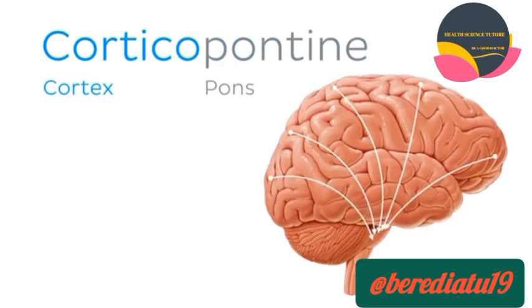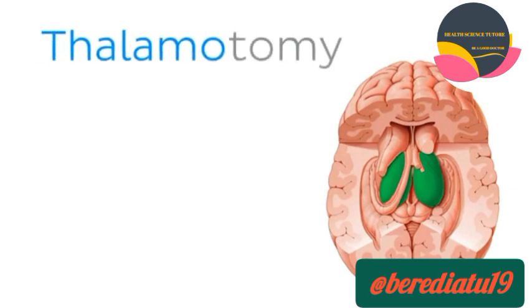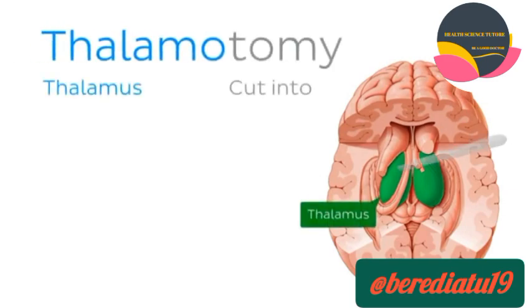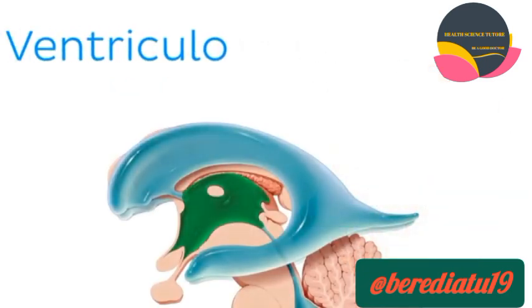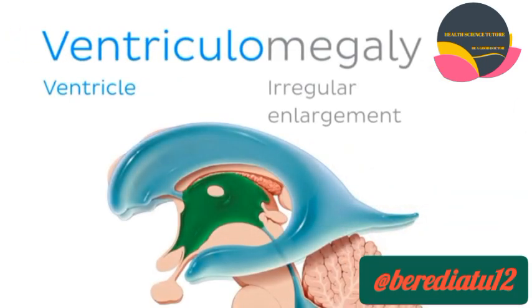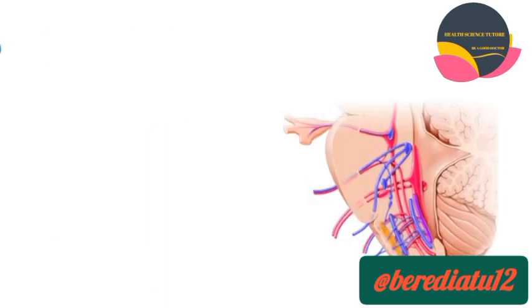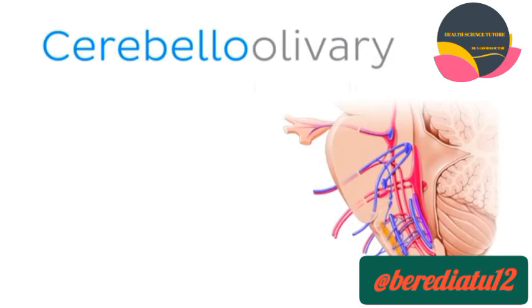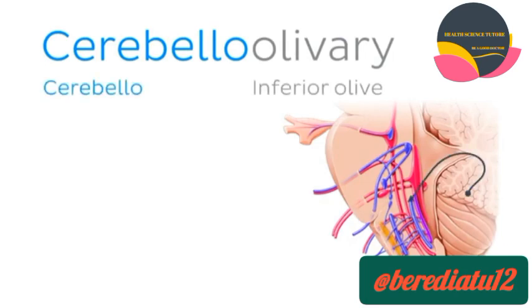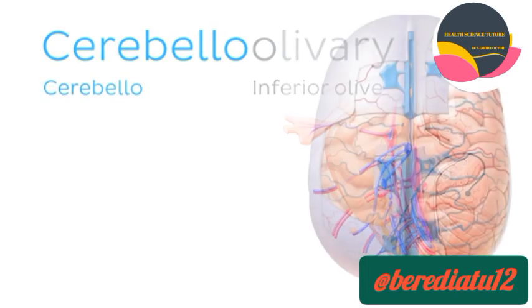Now, when looking at the names of specific parts of the brain, almost all of them lend themselves as root words used in anatomical terminology. For example, thalamotomy, the destruction or removal of part of the thalamus. Ventriculomegaly, which is an enlargement of the ventricles of the brain. Cerebello-olivary, from the cerebellum to the inferior olive.